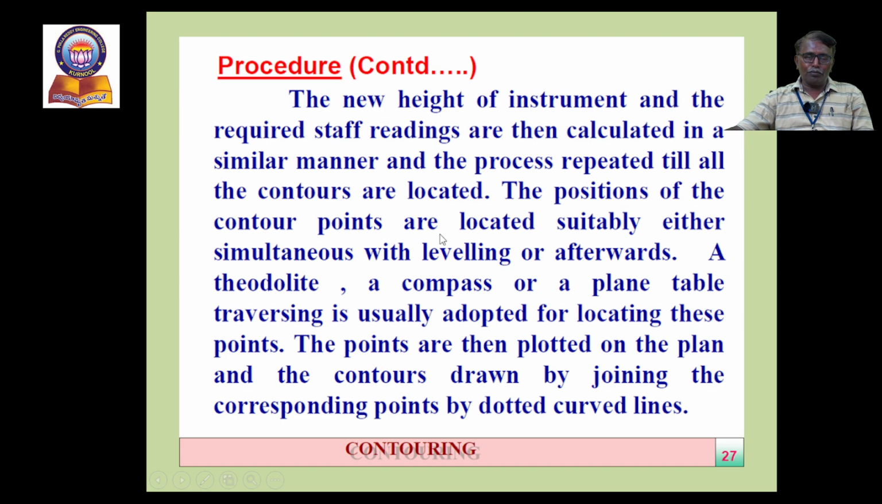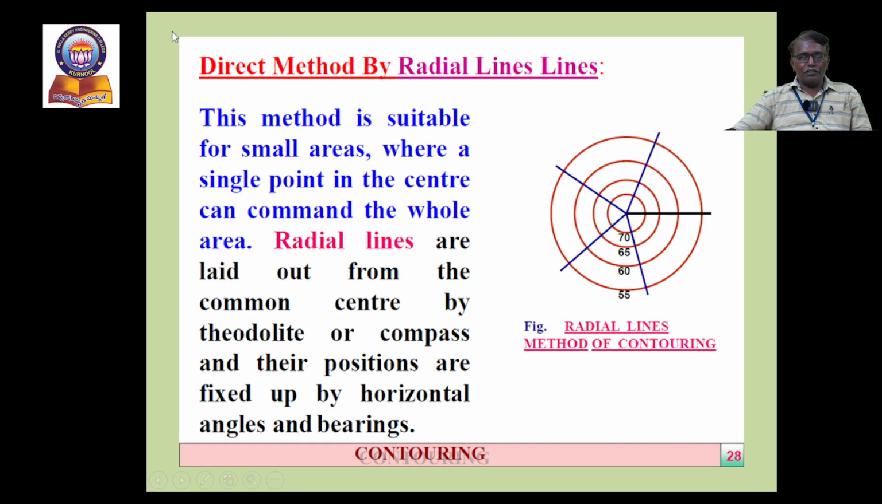The positions of the contour points are located suitably, either simultaneously with leveling or afterwards. A theodolite, a compass or a plane table traversing is usually adopted for locating these points. So horizontal distances of these points with reference to the stations can be identified by using a compass or plane table, or a theodolite can be used for locating these points. The points are then plotted on the plan and the contours drawn by joining the corresponding points by dotted curved lines.